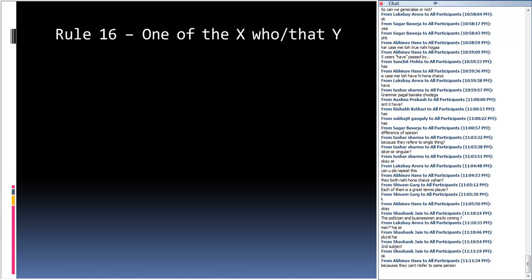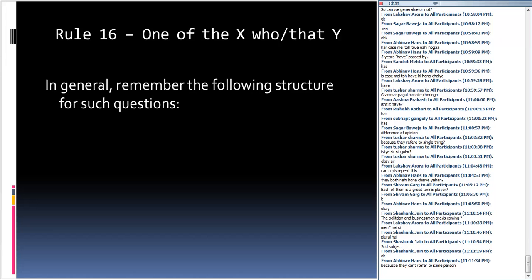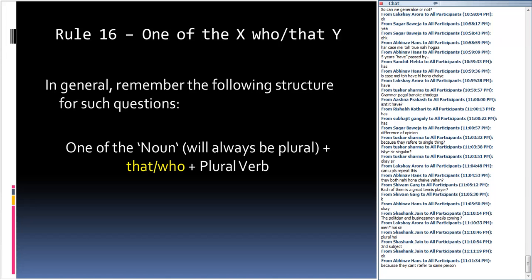Okay, now this one is pretty important. Rule number 16. So they are going to give you sentences in which they will write something like this. He is one of the blah blah blah. ऐसे सिचुएशन में क्या करना है? देखो, in general remember the following structure for such questions. ऐसे questions में verb ज्यादातर plurally होता है.